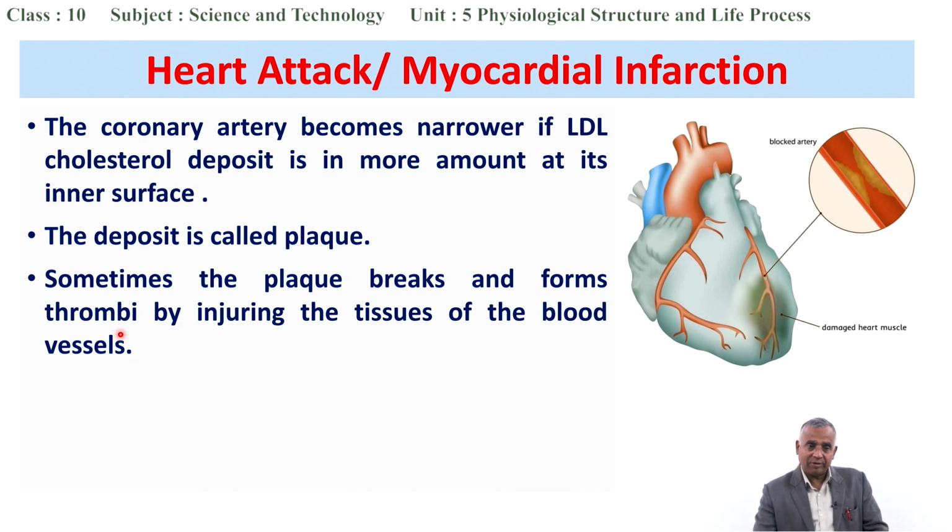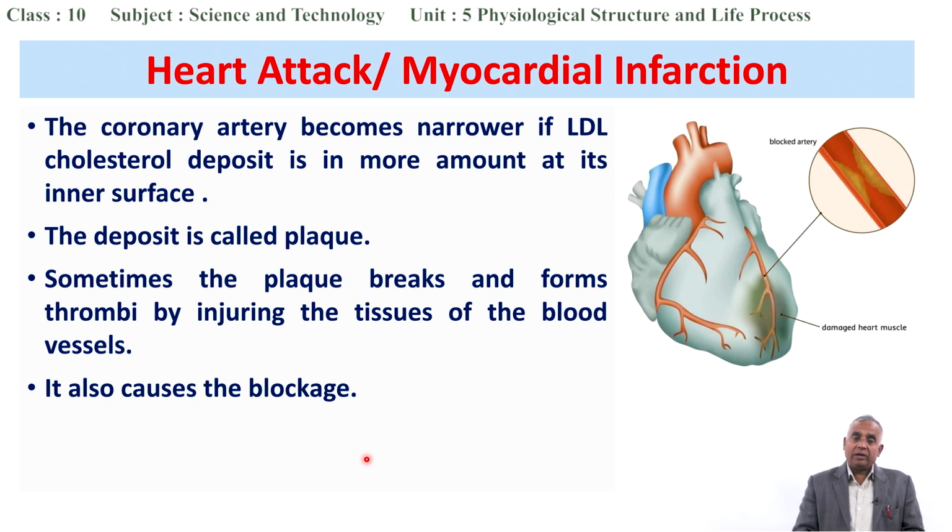Yes, we have already done that. So here thrombi is a clot, a clot formed by injuring the tissue of the blood vessel. Yes. Now, that thick blood vessel also causes what? The blocking of blood flow. That causes blocking of blood flow.